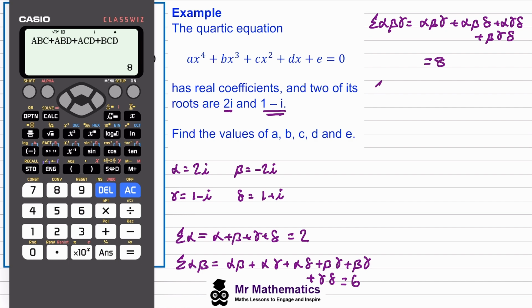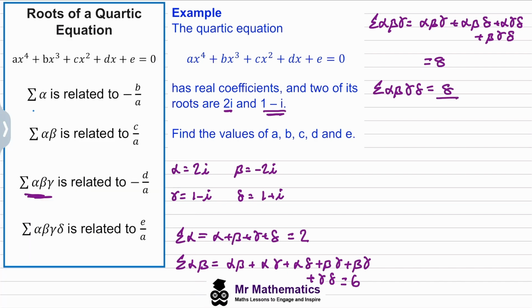And then finally, the product of our 4 roots. This will be a times b times c times d, which gives us 8 again. So at this point, if I just write these solutions in this box, we know this one is 2, we know this one is 6, and we know these two are both 8.